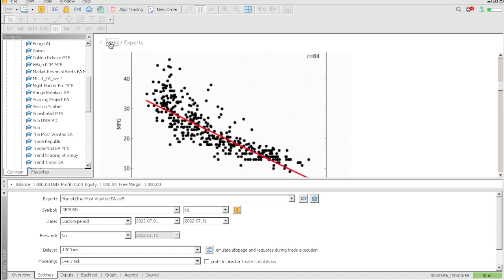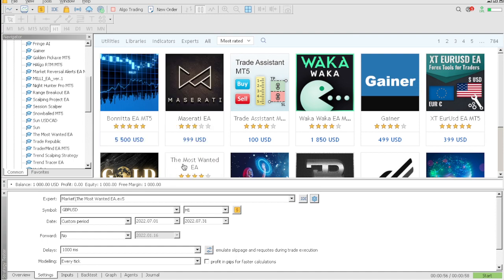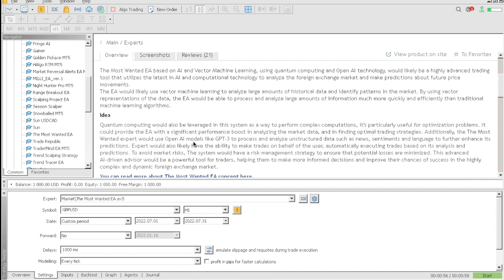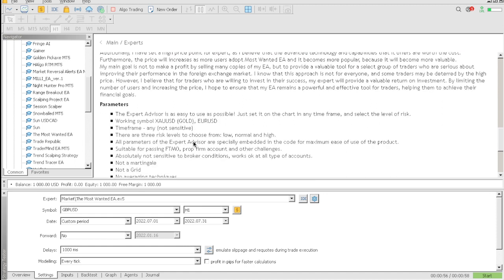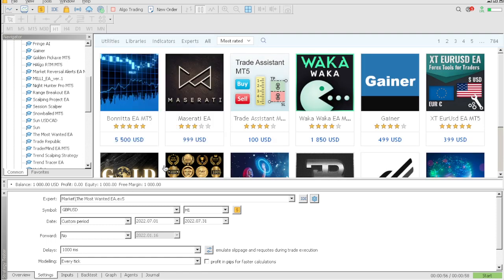Let's see what they recommend that we use. Let's go down. It says working on symbols like AUD USD and so on, time frame: any, not sensitive. So we're going to trade GBP USD using this EA.